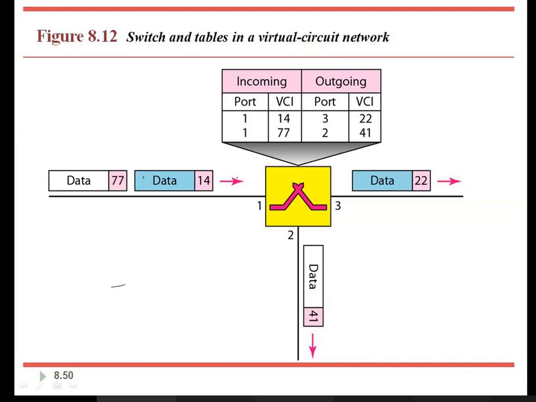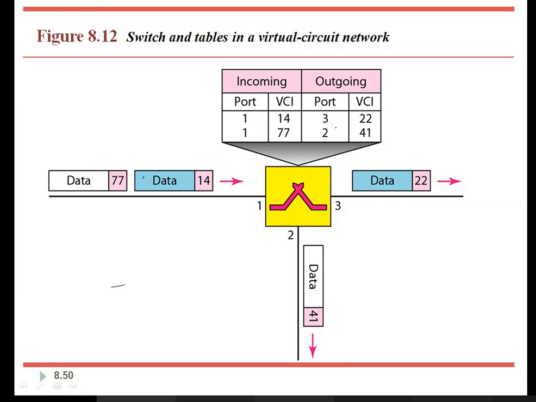So now the first data that is arriving has VCI 14, and it is coming through port 1, and that information is already there. In the table you have incoming and outgoing, incoming port number and VCI, outgoing port number and VCI. Whenever data comes from port 1 with VCI 14, it has to go to port 3 with VCI 22. Even if it has the same port, it can have a different VCI. The port is different, the VCI is different.